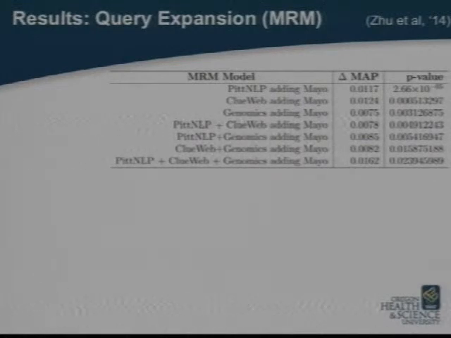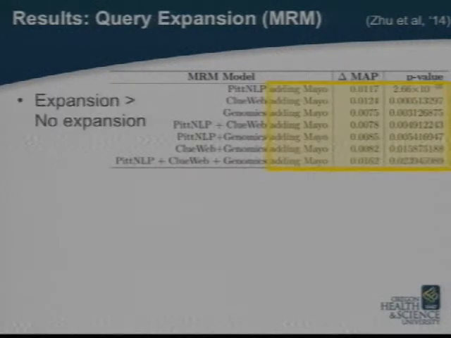So when you look for expansion terms in that additional corpus, in addition to the original corpus, you are improving performance every time. There's the change in your MAP score and the p-value, so you can see that it's statistically significant. Even if you had 3 other corpora that you were doing query expansion based on, and you still added this one corpus, this Mayo Clinic corpus, you actually improve results regardless.